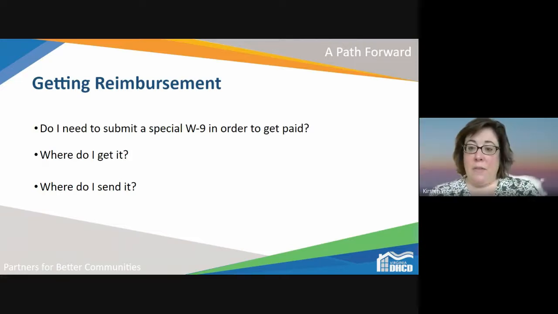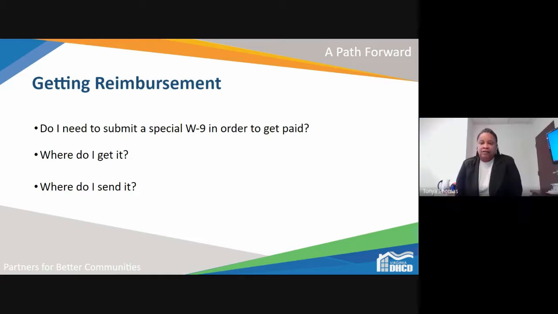And we have a question in the chat. Does the updated cover sheet need to be used for current projects to be reflected immediately? Yes.